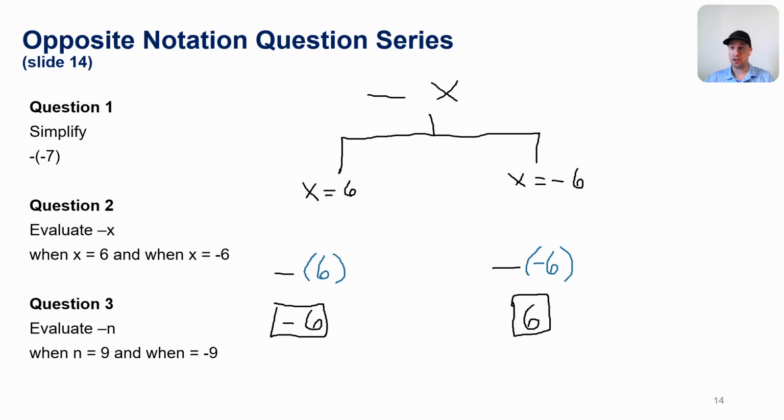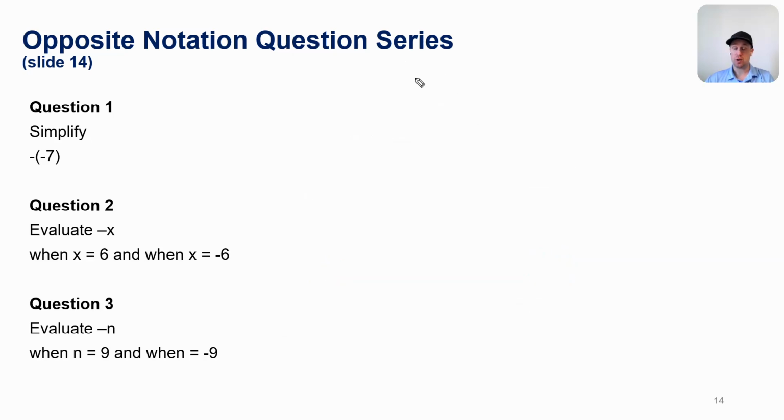Let's look at question 3. Question 3 is very similar to question number 2. So it's saying evaluate -n when n equals 9 and when n equals -9.